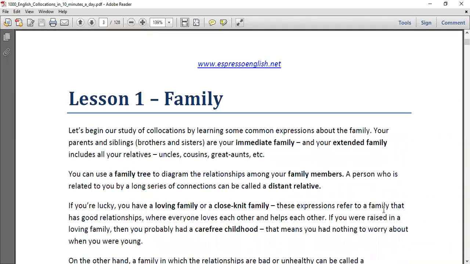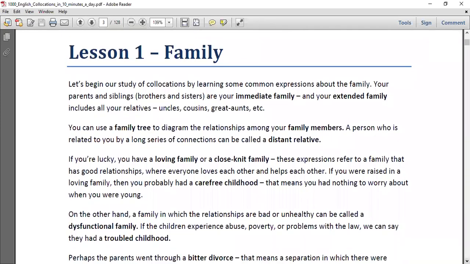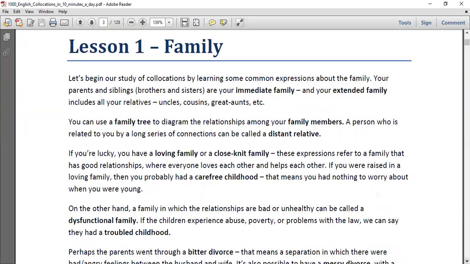Let's do lesson one. The title of lesson one is family. As you can see, we'll have some collocations related to family. Let's begin our study of collocations by learning some common expressions about the family. Your parents and siblings, your brothers and sisters, are your immediate family. For example, in my immediate family, I have 5 members, my 3 kids, my wife, and myself. And your extended family is the family that has your cousins, uncles, aunts, great uncles, and so on.